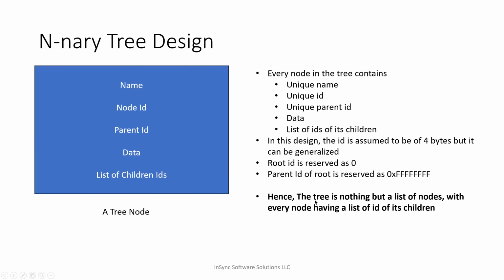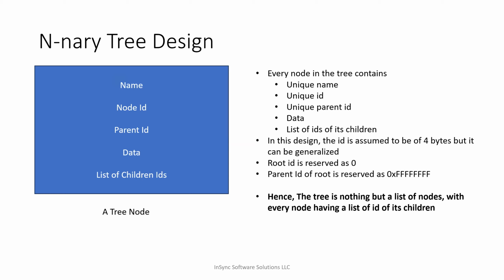Every node in this tree design has these fields. So every node looks like this. It has a name, it has a node ID, it has a parent ID, and it has data. That's some user-defined data, and it has a list of children IDs. This is an important point to note: it does not have a pointer or address of its children nodes. It is just having a list of their IDs.